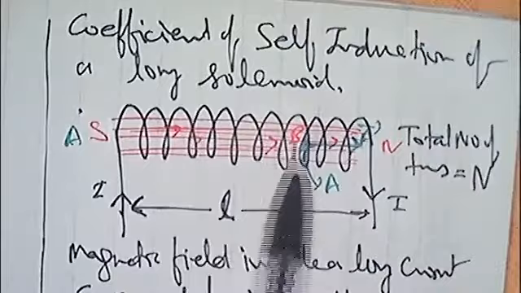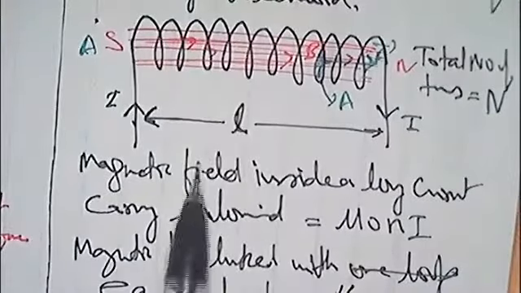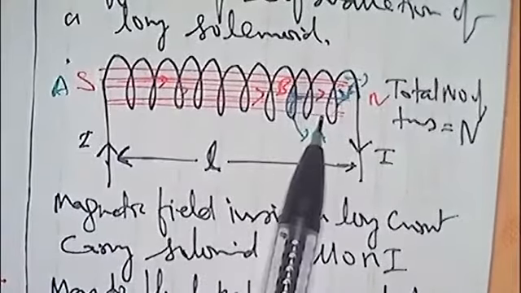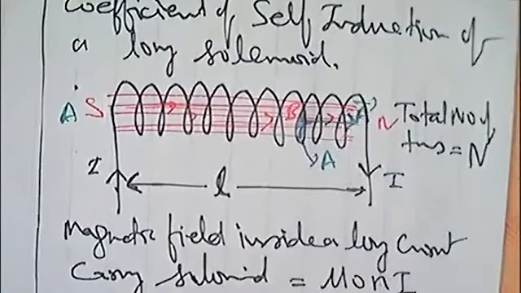The total number of turns in the solenoid is capital N, small l is the length of solenoid. A is the cross-sectional area of each turn, cross-sectional area of solenoid. So a steady current I is set up in the solenoid. So the magnetic field inside the long current carrying solenoid is mu naught nI. n is the number of turns per unit length. Mu naught, the magnetic permeability of free space, since we consider that there is free space inside this long solenoid.